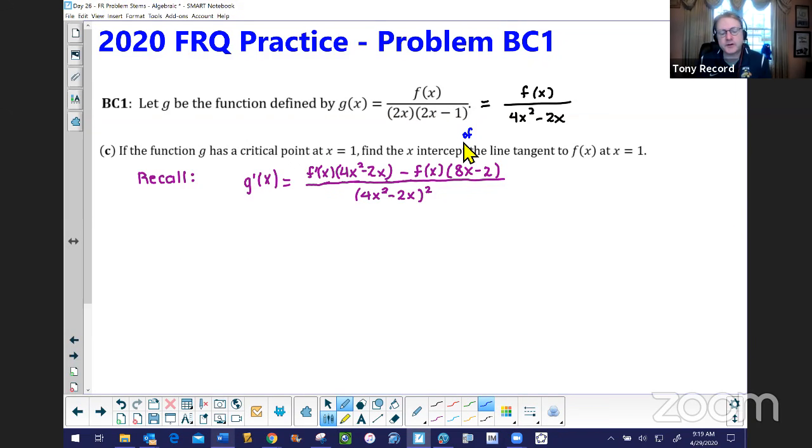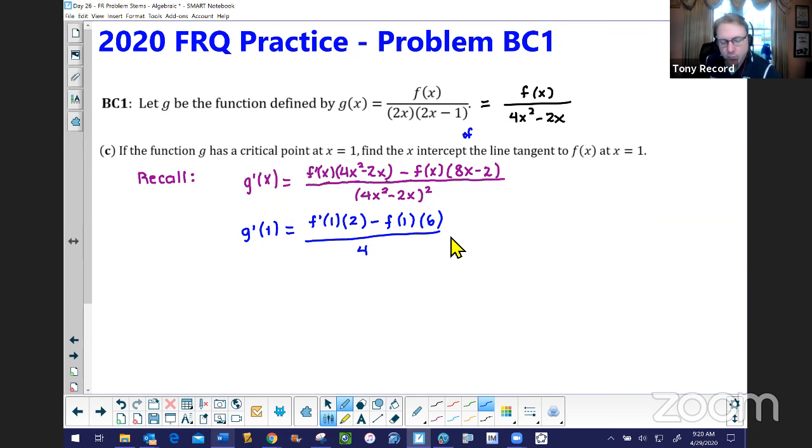And then moreover, for this critical point to exist at x equal 1, what that could very likely mean is that this derivative evaluated at 1 is going to equal 0. So if we replace all of these x's that we see in this pretty long derivative expression with 1, we would have f prime of 1, of course, and then evaluating 4x squared minus 2x at 1 would give us 2. And then we subtract our f of 1, and then evaluating 8x minus 2 at x equal 1 is 6. And then our denominator would be that 2 squared, which I'm just going to immediately call 4.